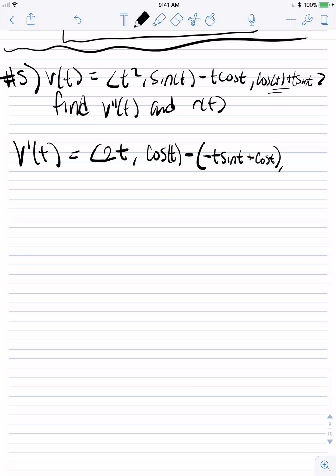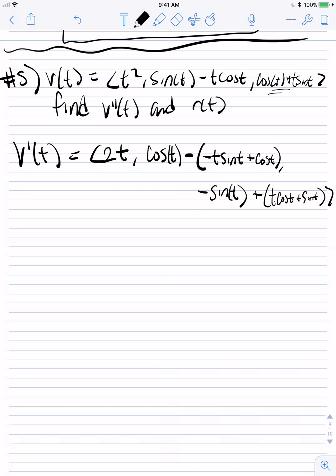Now for this part right here, cosine t, the derivative of that would be negative sine t. And then plus t sine t, so 1 times the derivative of the second, which would be t cosine t, plus the second times the derivative of the first.